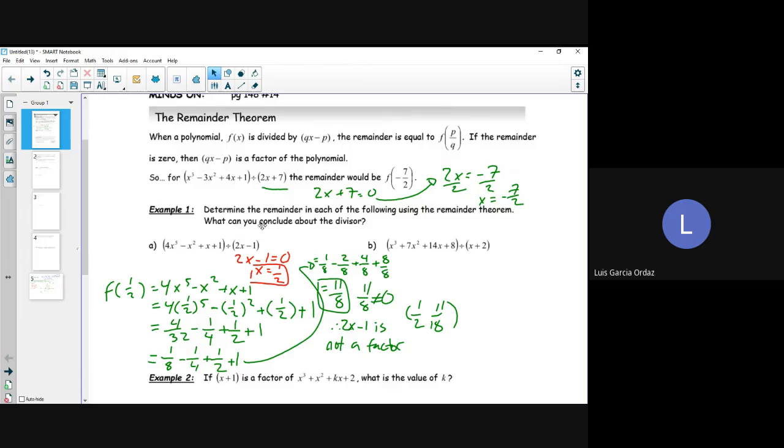So now that we know that 2x minus 1 isn't a factor, we're going to go on to our next example. So we have x cubed plus 7x squared plus 14x plus 8 divided by x plus 2. So if we were to isolate x plus 2, what would our factor be? x is equal to -2.